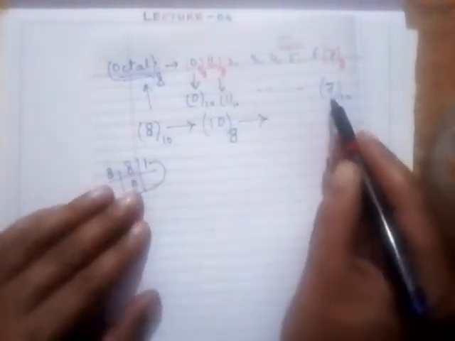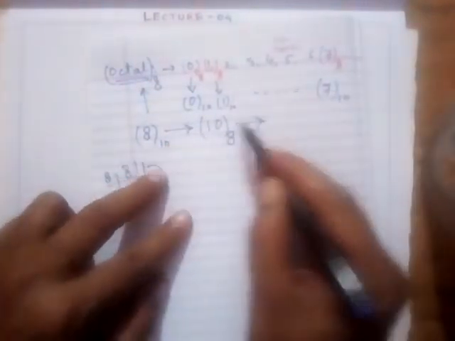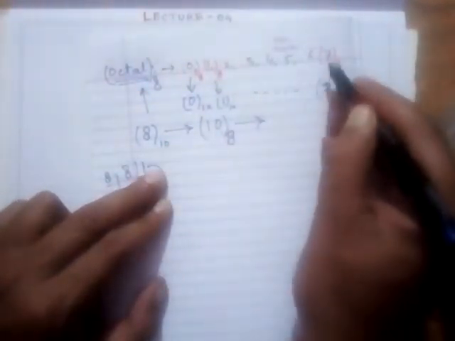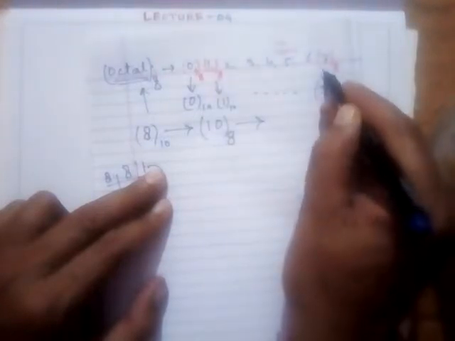But the point is that the largest single digit number in octal and decimal is 7, which corresponds to base 10 only. So the largest single digit number is 7.